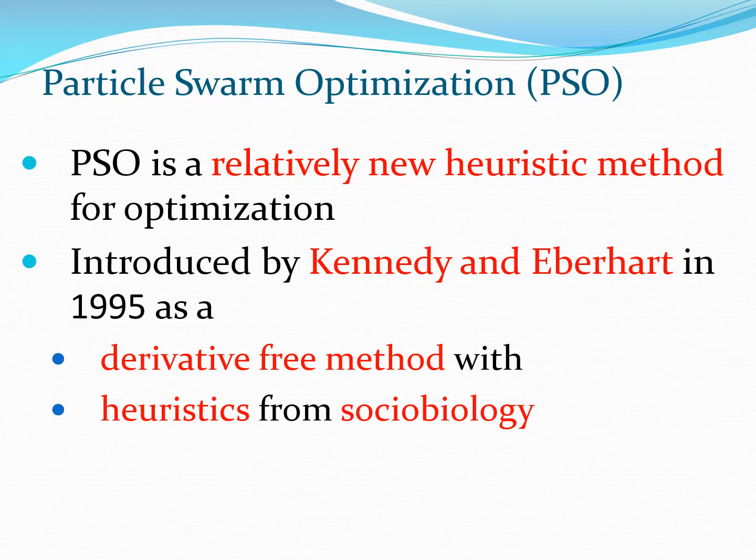Now, PSO is a relatively new heuristic method for optimization. It was introduced by Kennedy and Eberhardt in 1995. It's a derivative-free method, just like the methods we discussed before for stochastic optimization. You don't need any gradient calculation. And the heuristics in this method come from a field which we can call sociobiology.